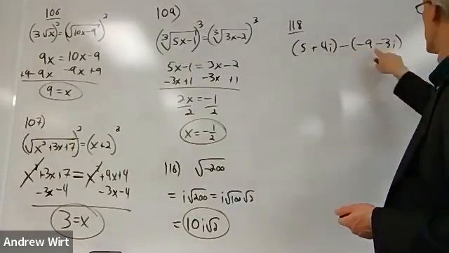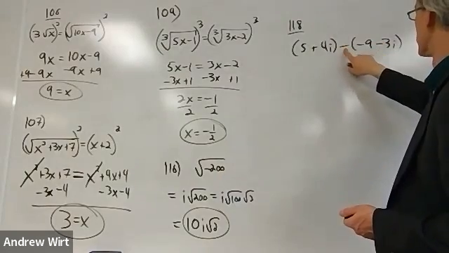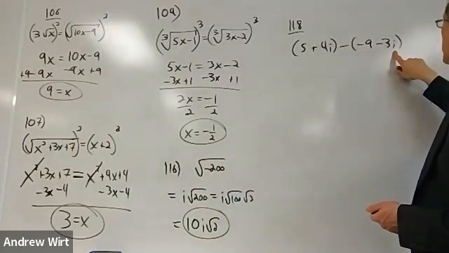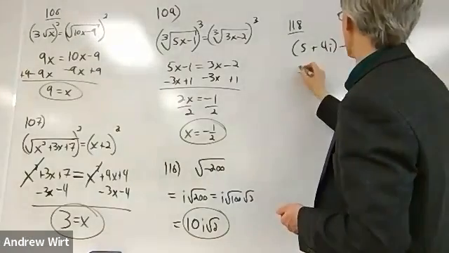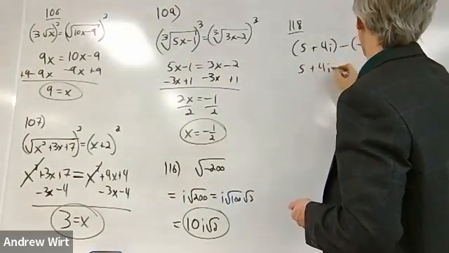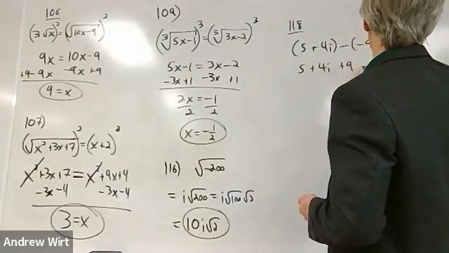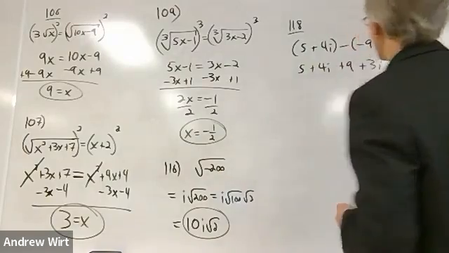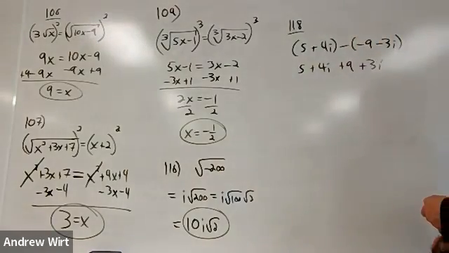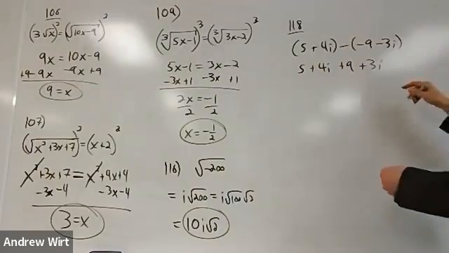All right, so we're going to subtract this thing. When we subtract, it's going to change the sign on both of those. So this is the same as 5 plus 4i plus 9 plus 3i. You don't have to do it this way. You can just combine them if you want.